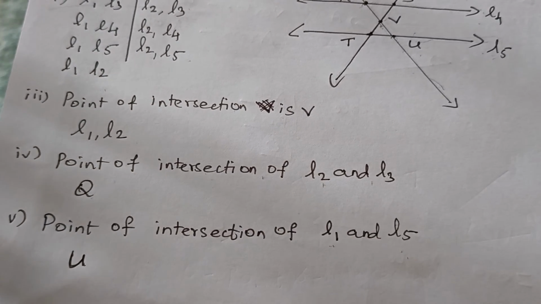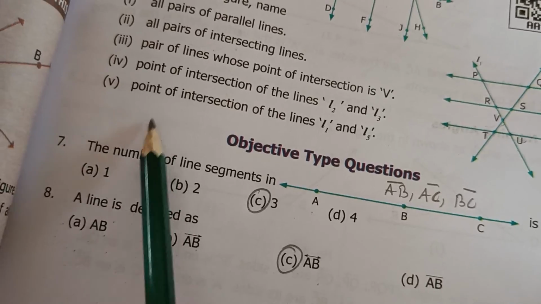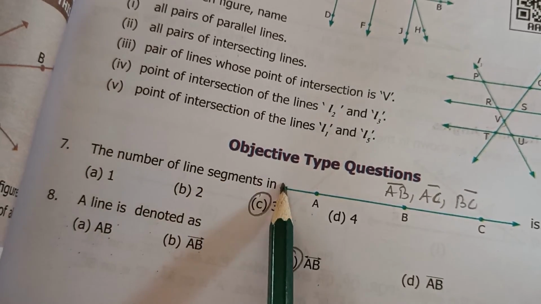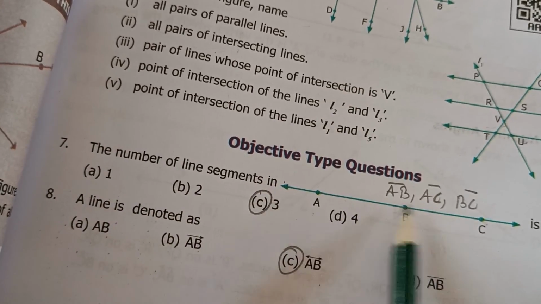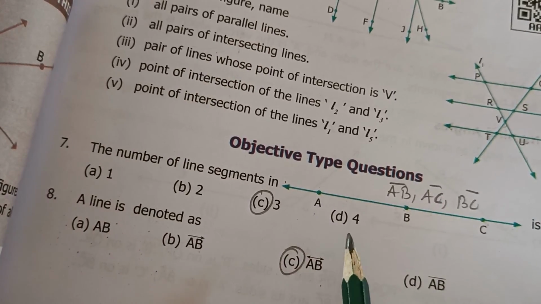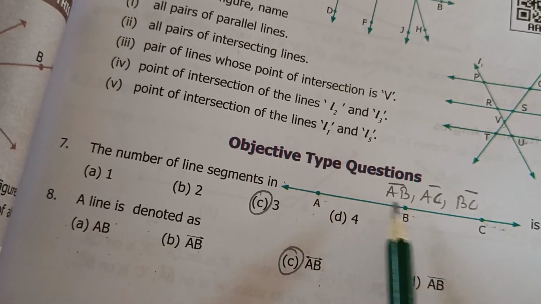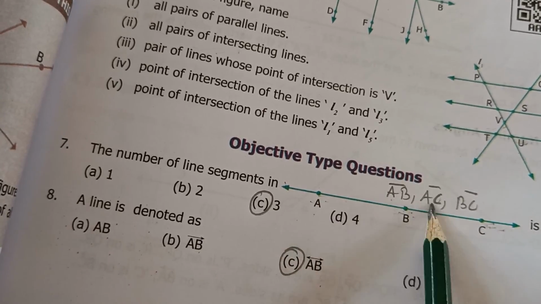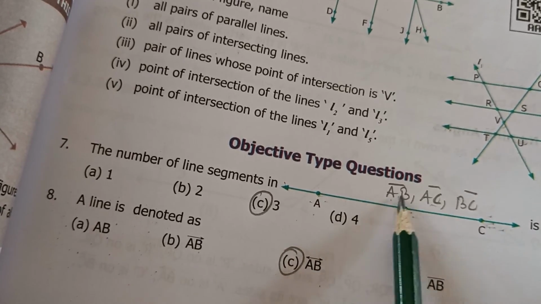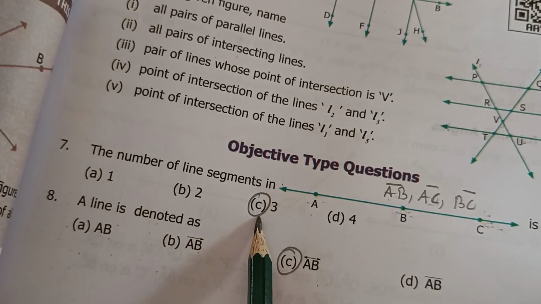Okay. Now to complete it, there are two more objective type questions. The number of line segments in the line ABC, just like the sum we have done just before. AB, AC, then BC are the 3 line segments. So how many line segments do we have? 1, 2, 3. So the correct option is 3.